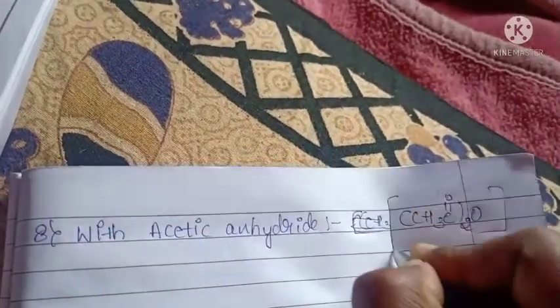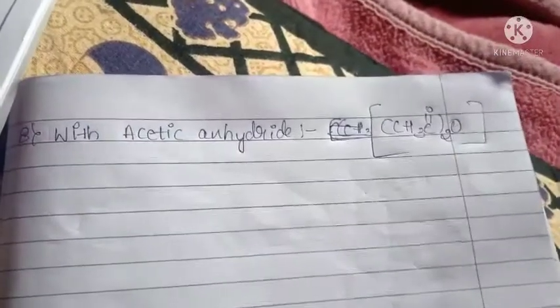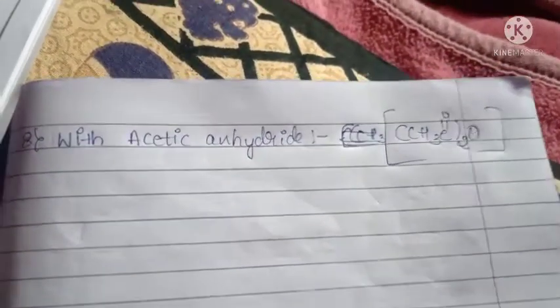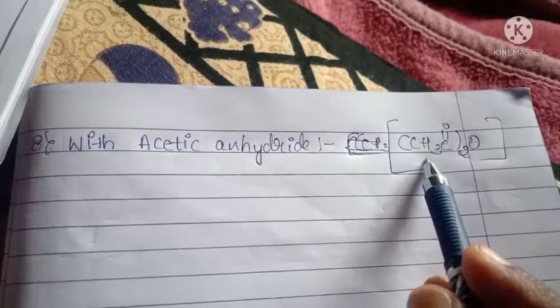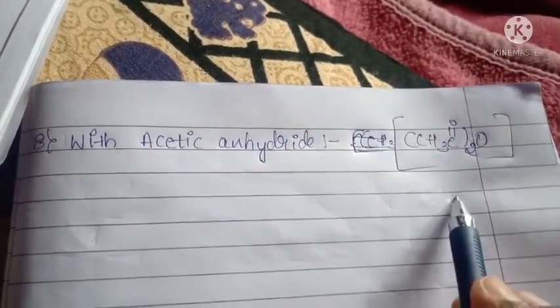Okay, this is the molecular formula, and here you have to observe that the aldehyde group will not react with acetic anhydride.